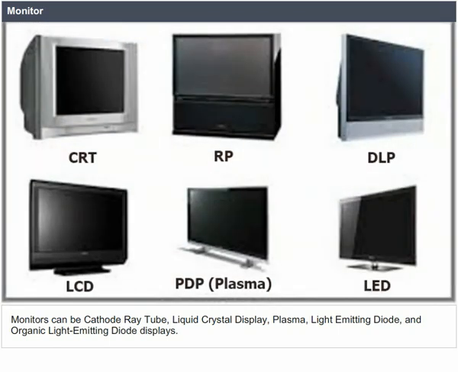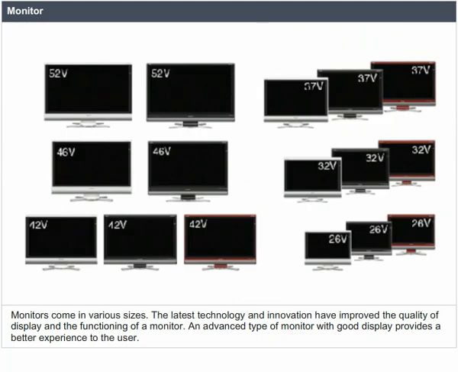Monitors can be cathode ray tube, liquid crystal display, plasma, light-emitting diode, and organic light-emitting diode displays. Monitors come in various sizes. The latest technology and innovation have improved the quality of display and the functioning of a monitor. An advanced type of monitor with good display provides a better experience to the user.